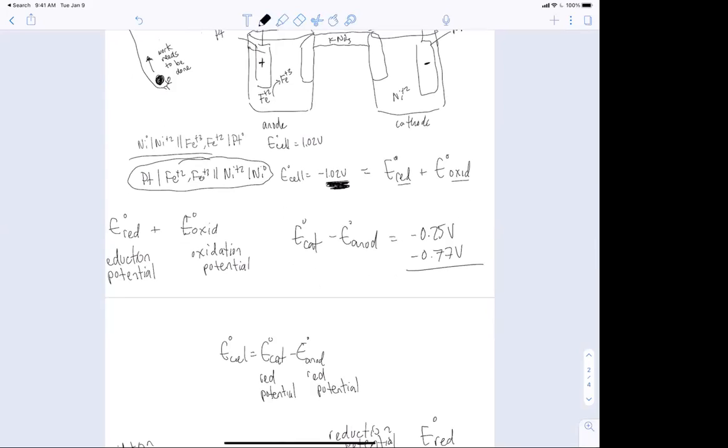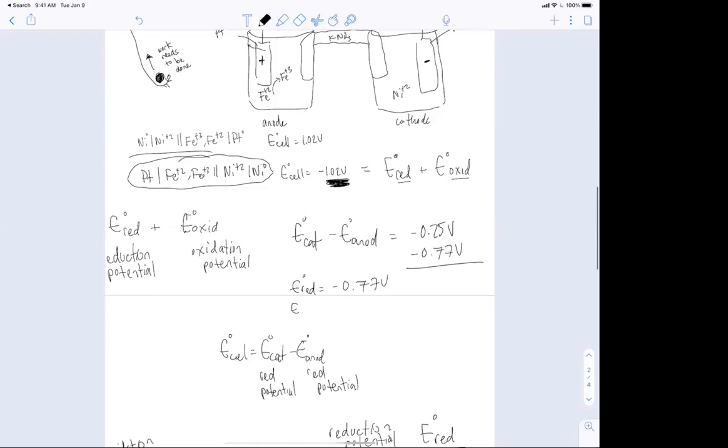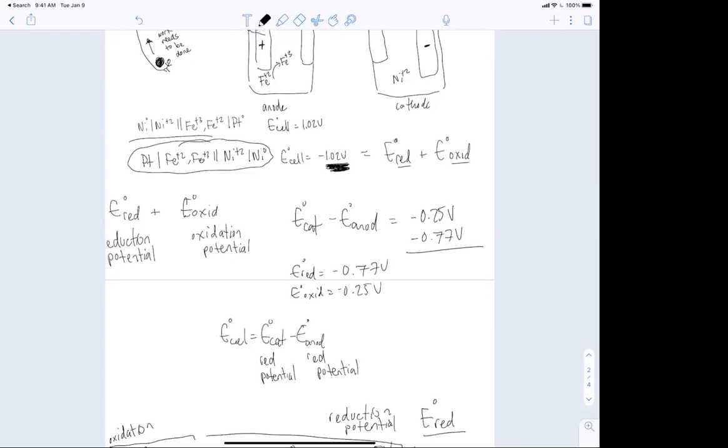And the same would be true if you just did E reduction, the reduction and the oxidation potential. You just flip the sign on the different one. What's being reduced would be the nickel, so that would be negative 0.77 volts. And then what's being oxidized, that would just be the iron. So it will be negative as well. So you end up with the same answer regardless.